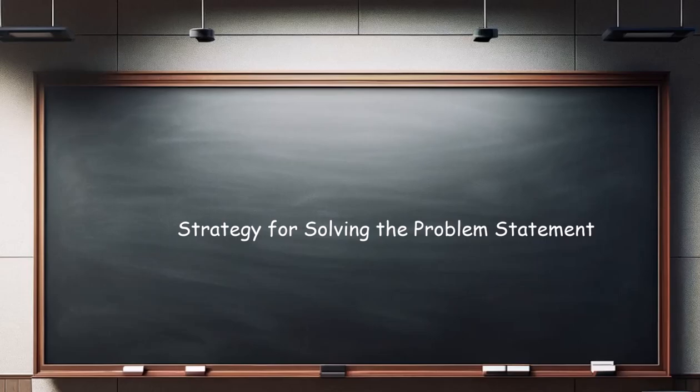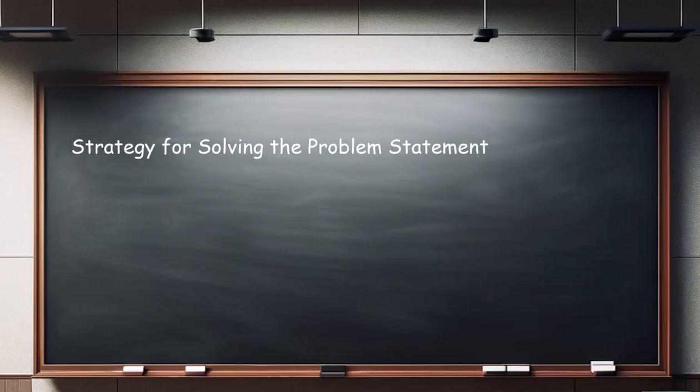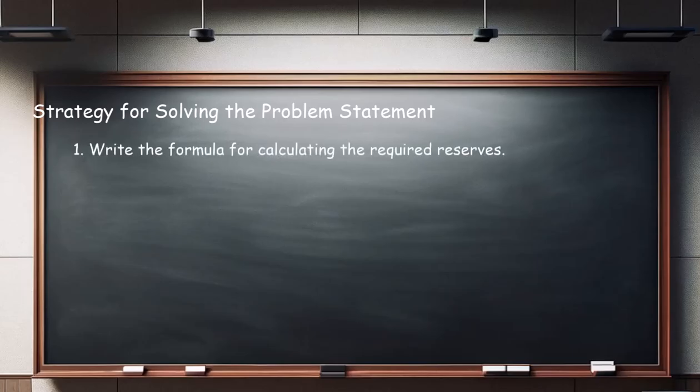Let's look at the strategy to find the bank's required reserves given a deposit of funds to a new bank and a central bank's reserve ratio represented by a rational number. 1. Write the formula for calculating the required reserves. Required reserve equals deposit times reserve ratio.